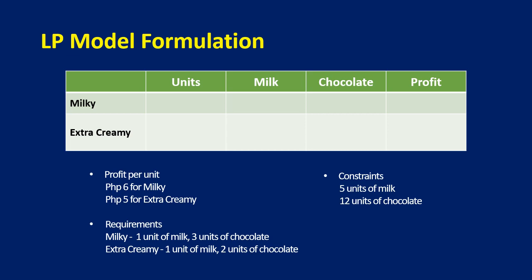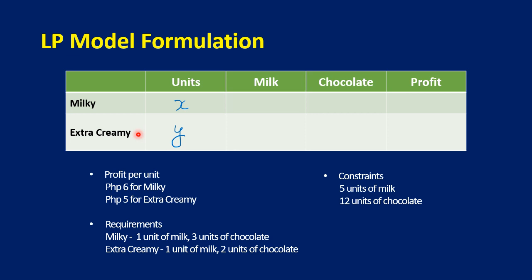Okay, so we will start with our linear model formulation. For the first step, we need our decision variables. In this case, our decision variables will be x and y. x is the number of units of milky chocolate that the company should produce, and y is the number of units of extra creamy chocolate that the company must produce.